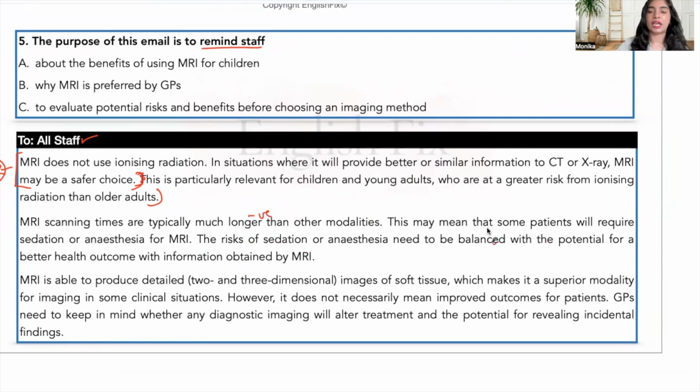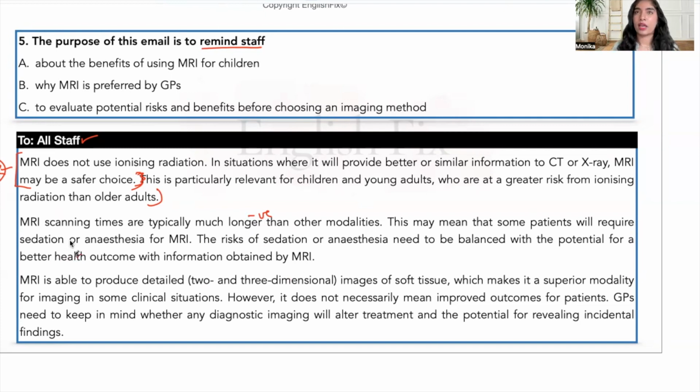This may mean that some patients will require sedation or anesthesia for MRI. Okay, the risk of sedation or anesthesia needs to be balanced with the potential for a better health outcome with information obtained by MRI. So it's a very lengthy sentence. Let's understand what it is trying to say. First of all, they're telling me that, listen, this is a negative point, and this negative point actually means that patients will need some sort of anesthetic or sedation.